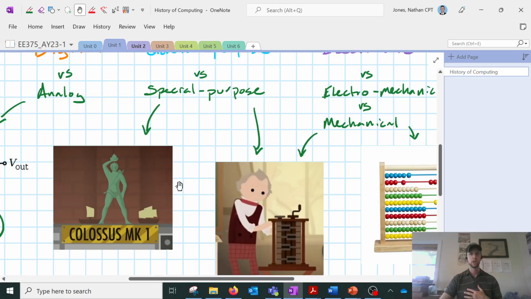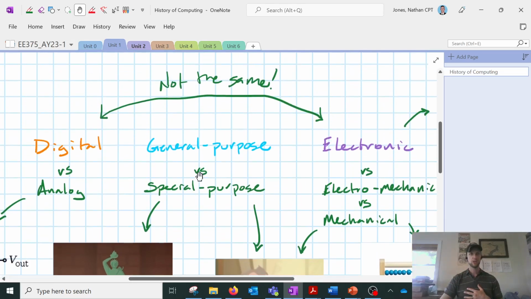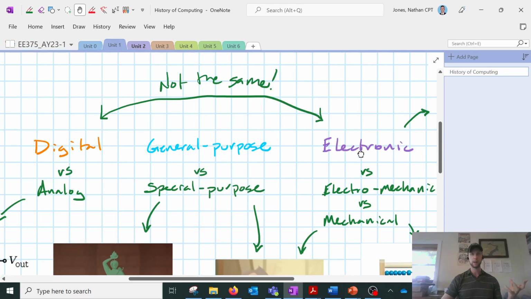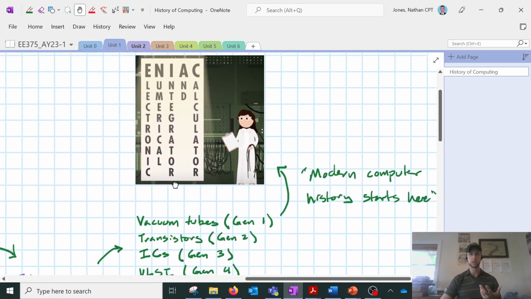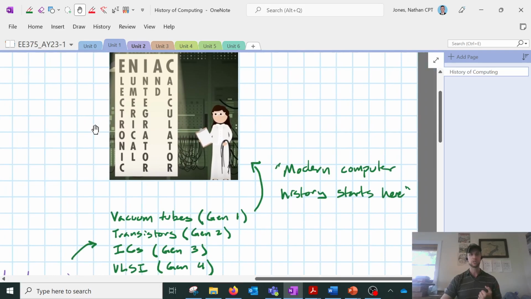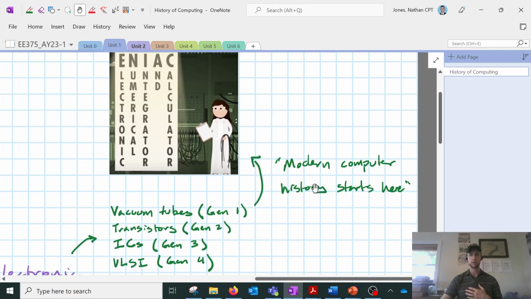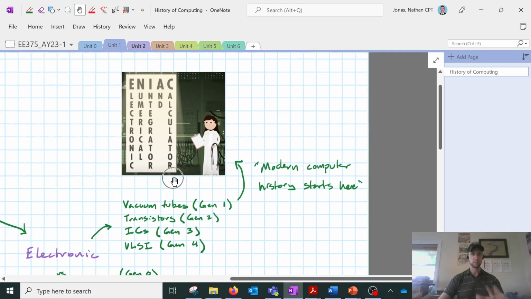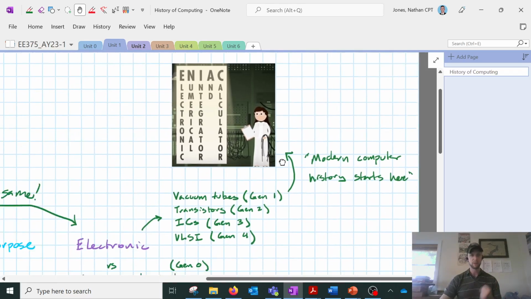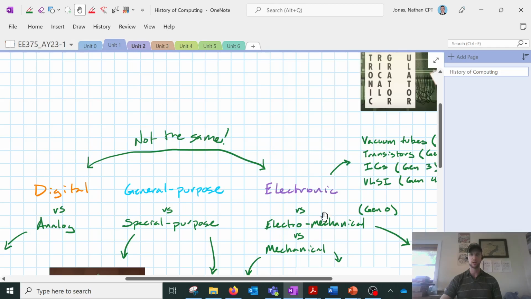It wasn't until you got all three together, digital, general purpose, electronic, that we finally got what we consider to be a modern computer. And the video mentions how the ENIAC was the first computer to put all those three together. In fact, there's a quote from a textbook I was reading in preparation for this class that literally says, "A modern computer history starts with the ENIAC." So that's the example the video builds up to as being the very first modern computer because it has all three of these qualities.